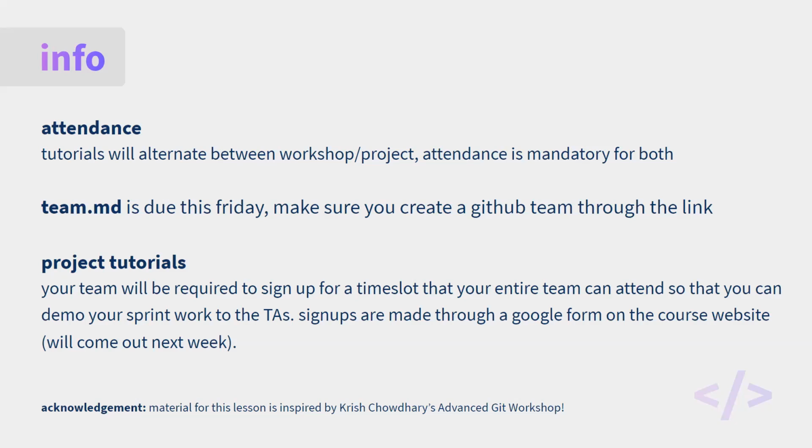For your groups, team.md is due this Friday, so make sure you create a GitHub team through the link. Please don't use a placeholder name like CO1 group, CO1 project. In previous terms, we've had like 3 groups do that, so it gets confusing. It would be great if you could set it to a name after your product or project, but if you haven't thought of that by Friday, you can just come up with a name for your team. Like, I don't know, Brute Force Solutions. That was a cool name from last term.